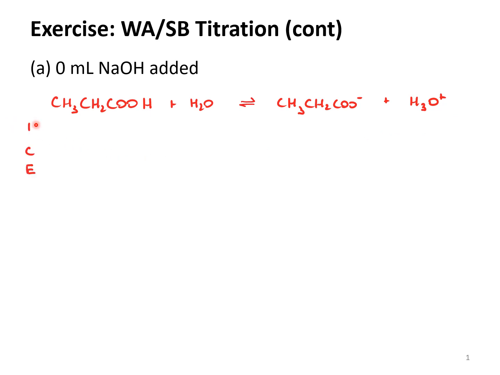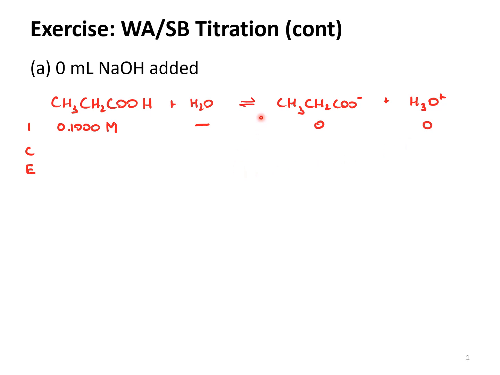We're given in the question that the initial concentration of propanoic acid was 0.1 molar. And since water is a pure solvent, we simply put a line through it because we don't consider the concentration in this case. Similarly, for the conjugate base, propanoate, we don't start with any propanoate, so we simply put a 0. And for H3O+, we also don't start with any H3O+, so we put a 0 for the concentration of H3O+ as well.